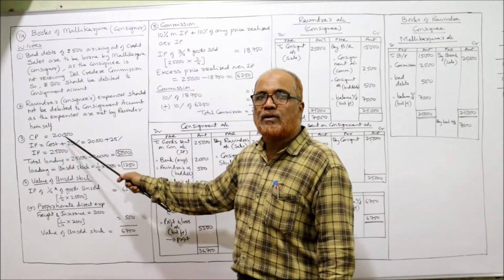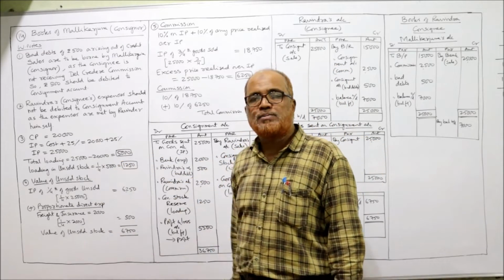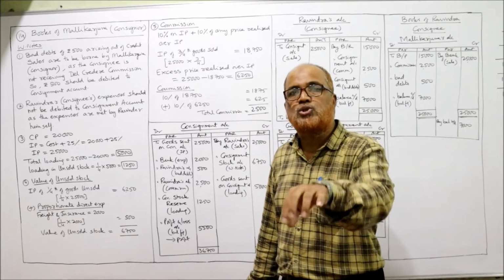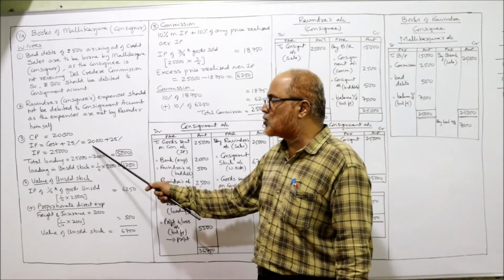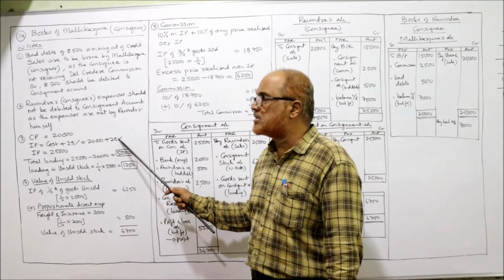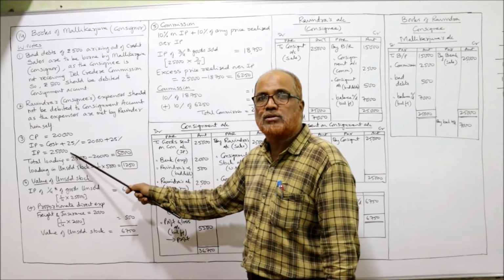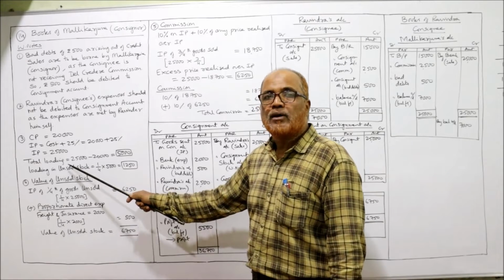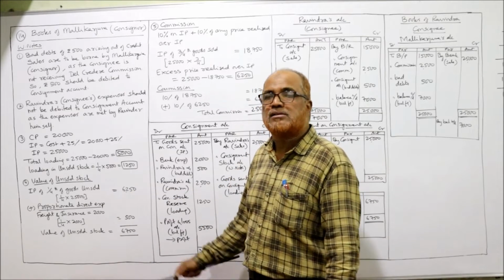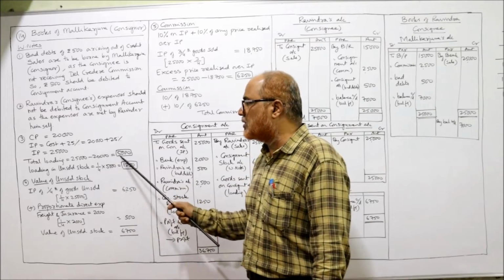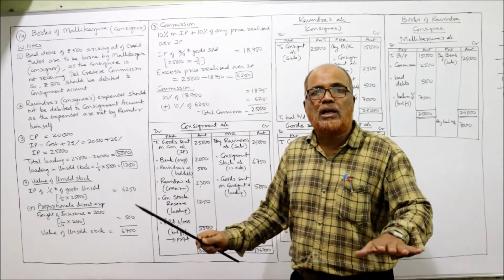Now cost price of the goods sent 20,000. Invoice price is given as cost plus 25%. So cost is 20,000 plus 25% is 5,000. So total invoice price will be 25,000. So how much is the loading? Invoice price minus cost price. 25,000 minus 20,000. 5,000 rupees is the total loading.